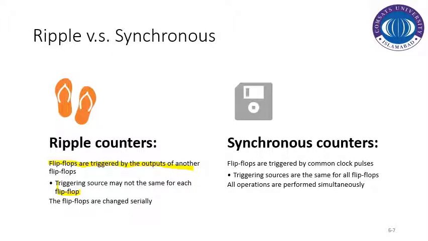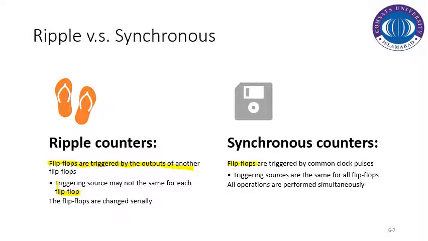In a synchronous counter we have the same trigger source, but in a ripple counter, the trigger source may not be the same for each flip flop, and the flip flops are changed serially. So what is the difference between a ripple counter and a synchronous counter? In a synchronous counter, the flip flops are triggered by a common clock. This is the first major observation while comparing the two: all the flip flops are triggered by the same clock source. They are not triggered by the output of another flip flop.